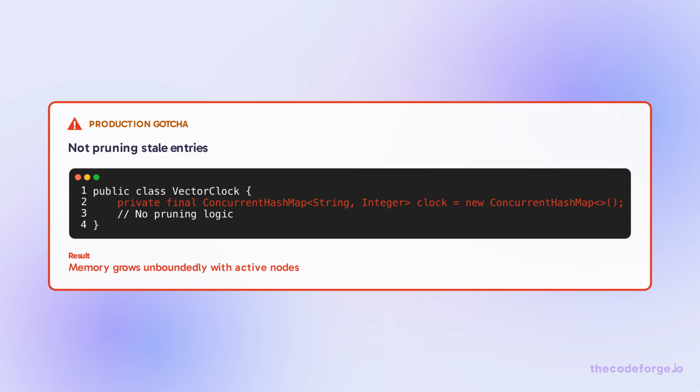Vector clocks grow linearly with the number of nodes that touch a key. In a 1,000-node cluster, each vector clock is 1,000 integers. Without pruning, memory usage explodes. Periodically remove entries for nodes that haven't written recently.